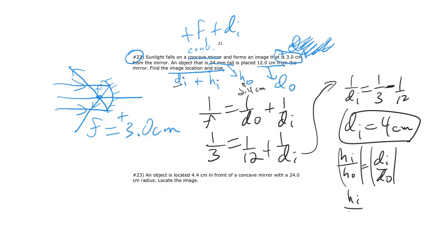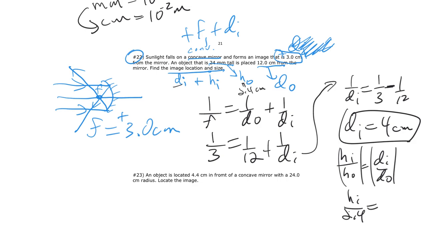Because a millimeter is 10 to the negative 3 meters, and a centimeter is 10 to the negative 2 meters. So if you want to go from millimeters to centimeters, you have to divide by a factor of 10. So 2.4 centimeters. I won't do that on the test. So I put HO as 2.4.